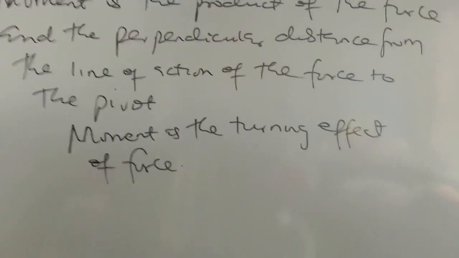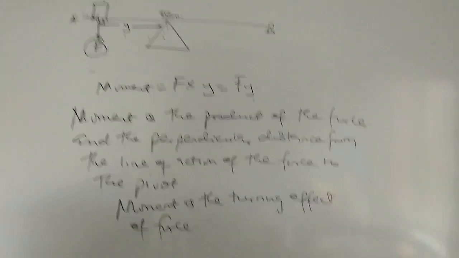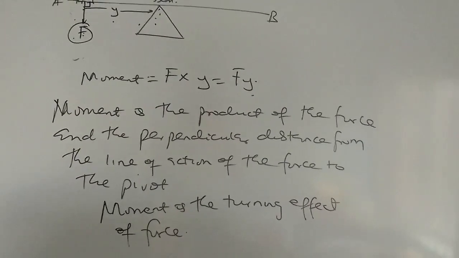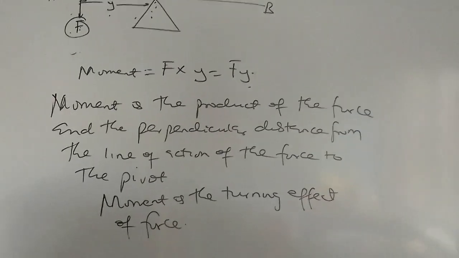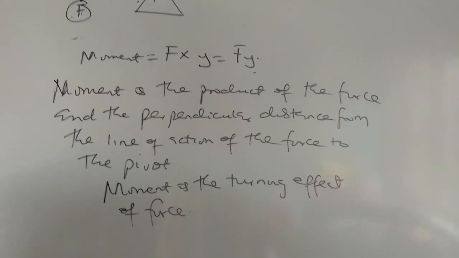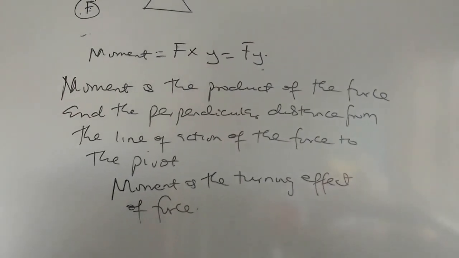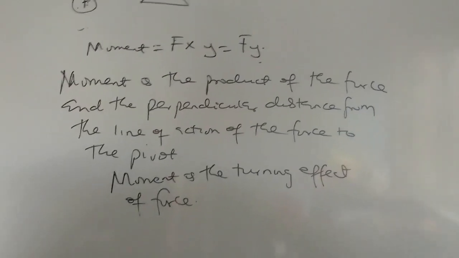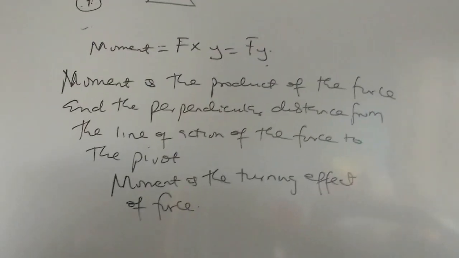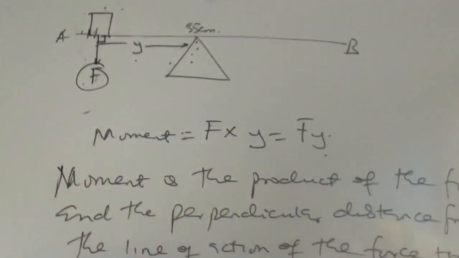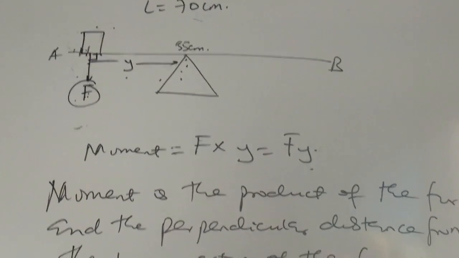For instance, when somebody opens a tap, the same amount of force that applies to open it is also the amount of force that applies to close it. When I open the door by touching the handle of the door, I apply a force on the handle, and then the door movement has a turning effect on its hinges. So moment can be defined also as the turning effect of force, or force times perpendicular distance to the point of pivot. So that's how we define moment in physics.